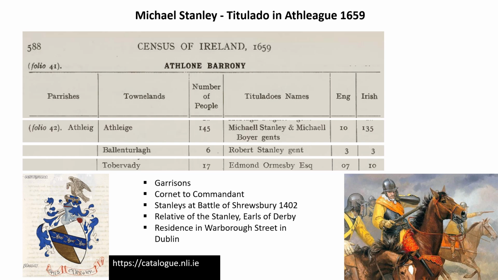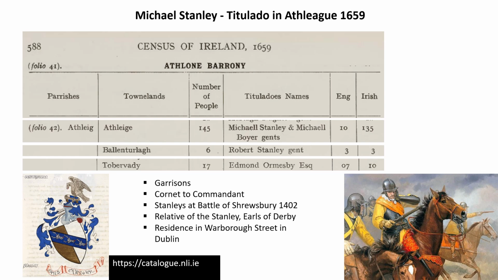You can see that when it numbers how many English. So Michael Stanley has 10 English in Athleague, Robert has 3 in Ballinasloe, and Ormsby has 7 in Ballinasloe. So they're likely small garrisons, small troops of horse. Michael Stanley started out as a cornet, which is the lowest rank in Cromwell's cavalry. But later in Bethlem's extracts in the Genealogical Office, he's referred to as a commandant of horse. So he's clearly moving up the ranks, and that would be supported by the fact that he's garrisoning in Athleague.